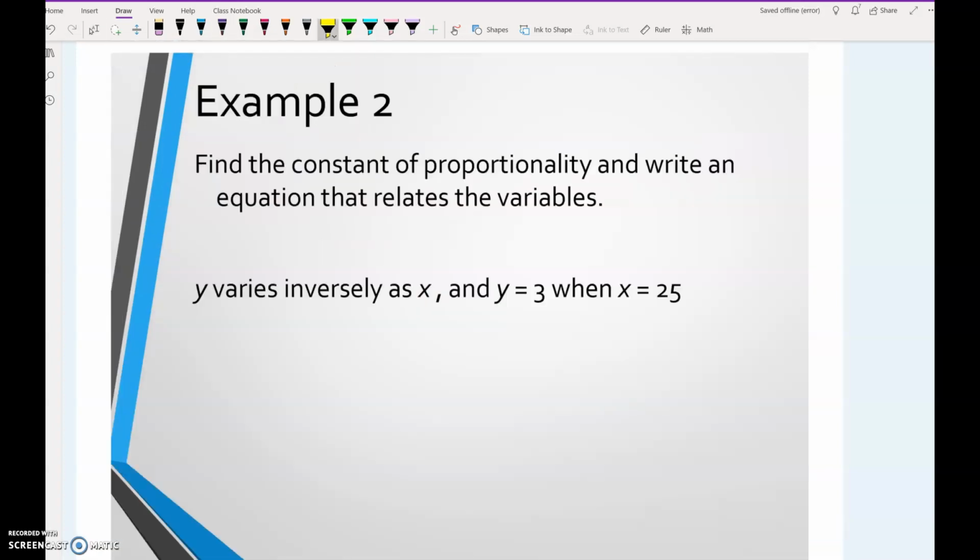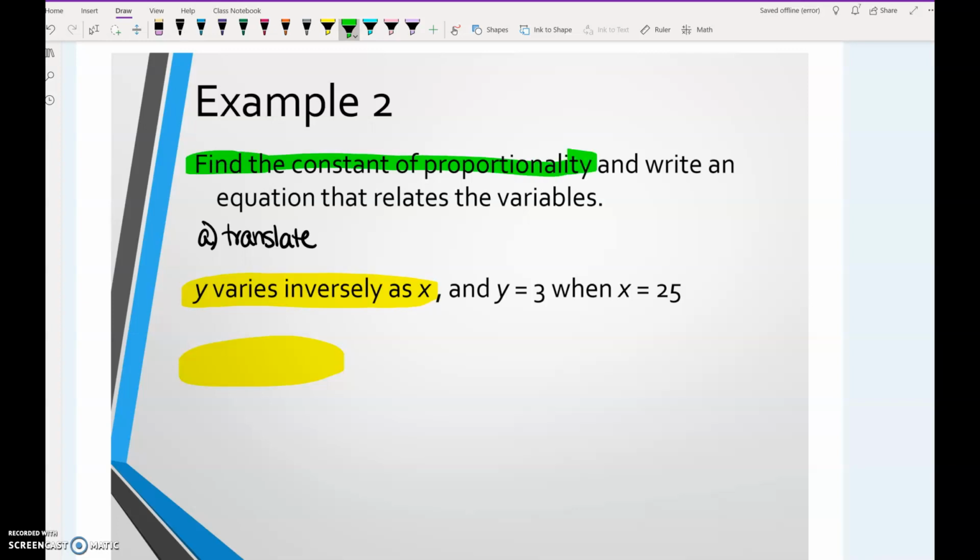There are 3 parts to this problem. The first part is take this statement, Y varies inversely as X, and write an equation, translate. Basically, the first step is translate. So we're going to say step A is to translate this into a mathematical sentence. Part B is to find the constant of proportionality. And part C is going to be to write an equation that relates the variables.